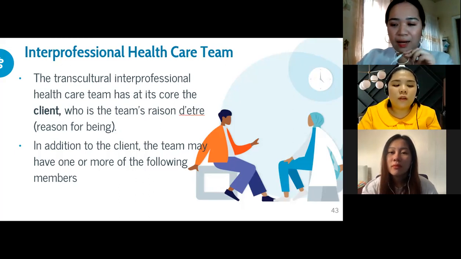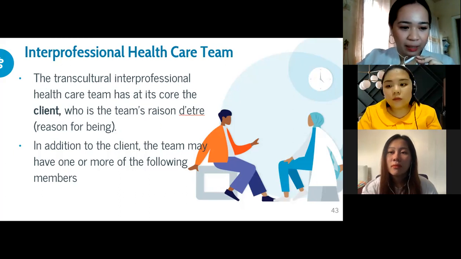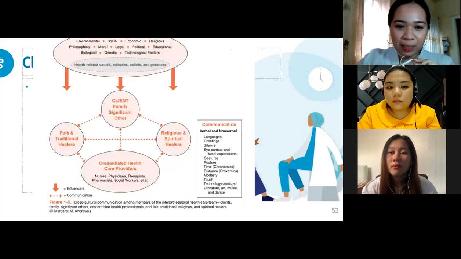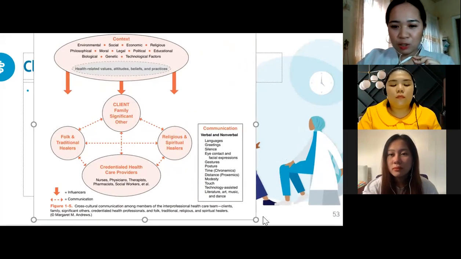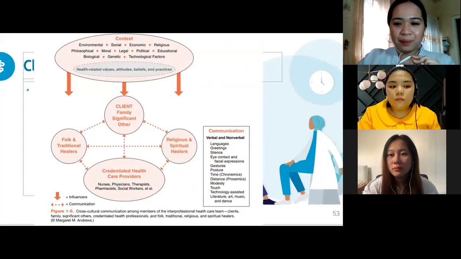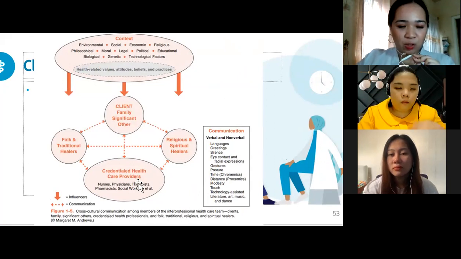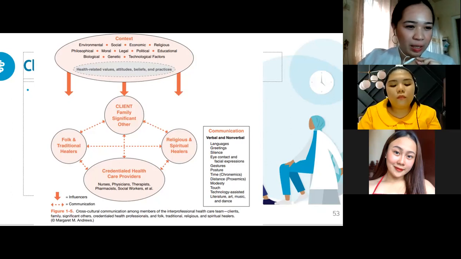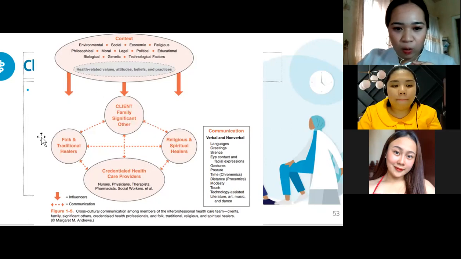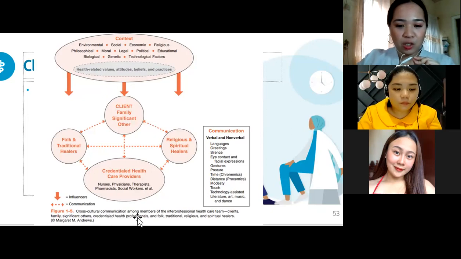Thank you. So what this interprofessional healthcare team means, we will see a framework later on. When you see this kind of diagram, with pictures and so on, you can call this a diagram, but most of the time, this is what you call a framework. It means everything there has a meaning. For example, we started with what composes the interprofessional healthcare team. As you can see here, cross-cultural communication among members of the interprofessional healthcare team.